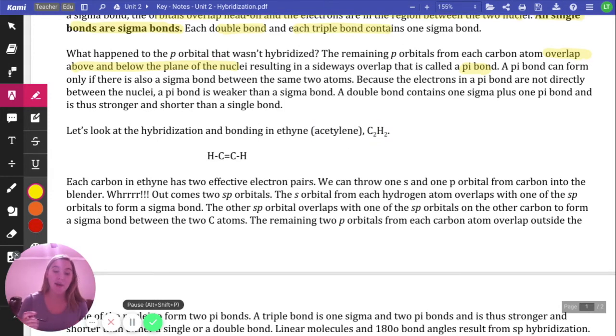Okay, guys, so a pi bond only happens if there is also a sigma bond. You have to have a sigma bond to have a pi bond. Pi bonds are not directly between the nuclei. It's not as strong as a sigma bond. It's weaker. But our double bonds contain 1 sigma plus 1 pi bond. Since our double bonds contain one of each, our double bonds are stronger than a single bond. So that's sigma and pi.